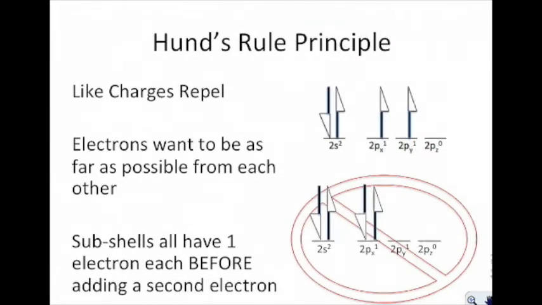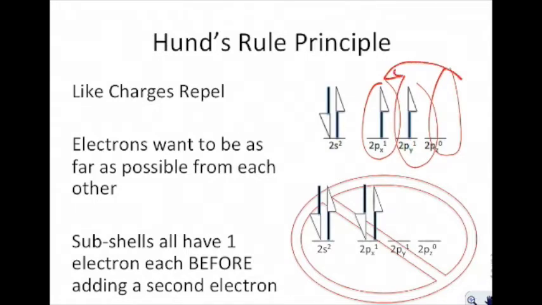Hund's Rule. Hund's Rule is the idea that like charges repel, and so the electrons want to be as far away from each other as possible. Because of Hund's Rule, you will fill one electron in the px, one in the py, and one in the pz before adding a second electron in each orbital. Now notice that doesn't apply to the 2s orbital. What happens in the 2s orbital is you fill it first, and then whenever the suborbitals have the same amount of energy, you fill them one at a time.